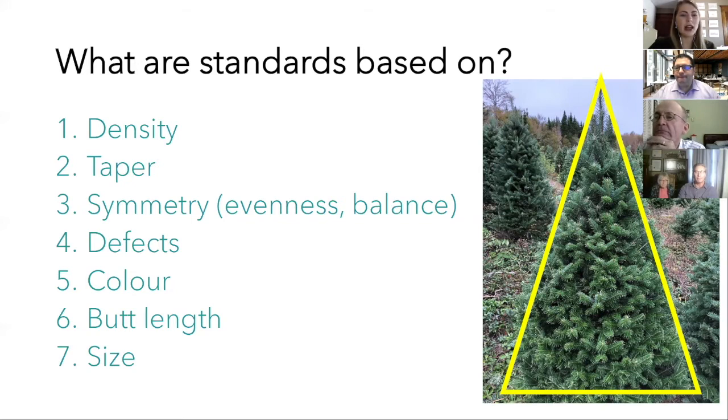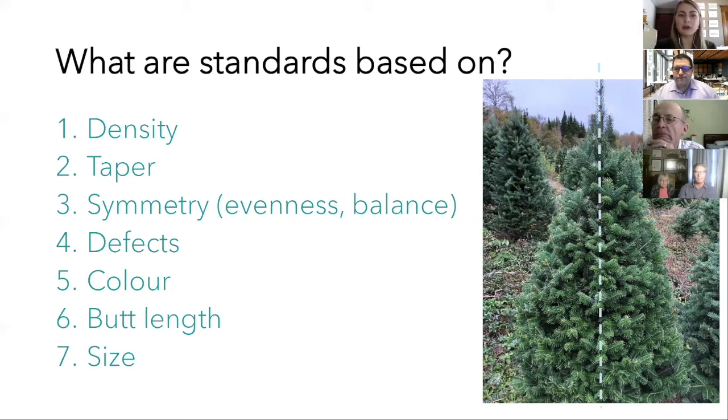Okay. The next one we're heading on to is symmetry. Symmetry refers to that inverted ice cream cone shape and the straightness of the main stem mainly. A symmetrical tree is going to be a mirror image on either side of the main stem, or that blue dotted line I've drawn down the middle, since you can't see the stem in this tree because of the density. That can sometimes also be called the evenness of the tree or the balance of the tree. It depends on what system's being used.